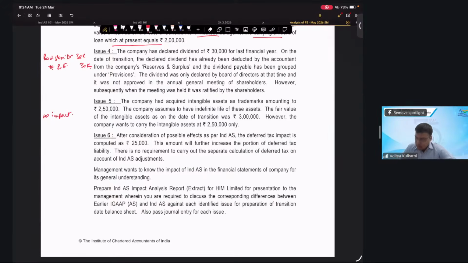After consideration of possible effects, the deferred tax impact is 25,000, increasing the portion of DTL. No requirement to carry out separate calculation of deferred tax on account of Ind AS adjustments. So what will you do with this? Book deferred tax, right? Yes, sir. 25K to DTL.